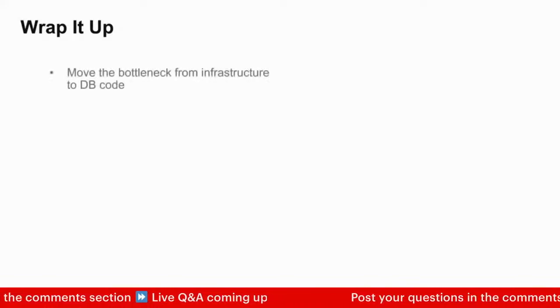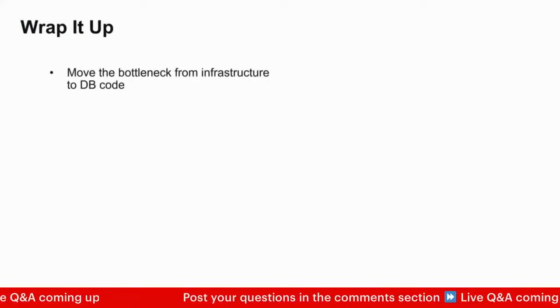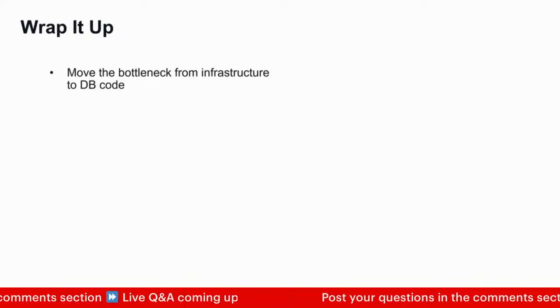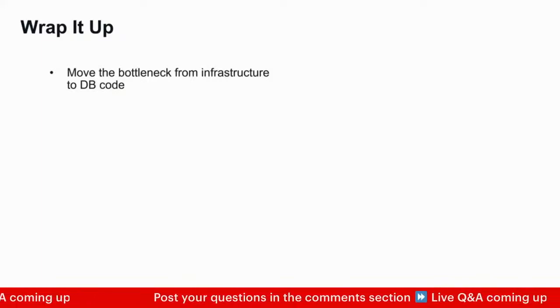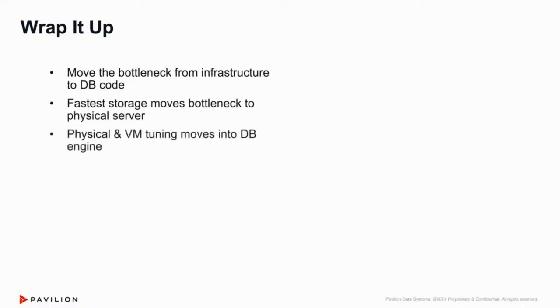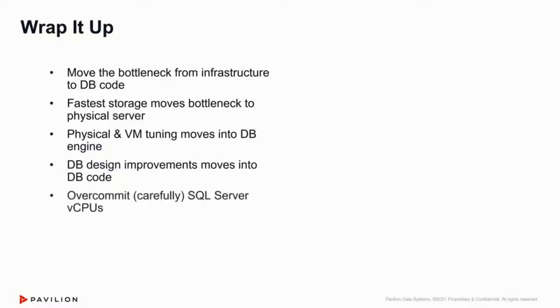So to wind this thing down, my goal with every bit of performance tuning that I do, I want to move the bottleneck in the platform to performance and scalability. I want to get it off the infrastructure and I want to get it onto the database code. Buy good storage and it moves the bottlenecks to the physical machine. Tune this appropriately and you're going to end up pushing the bottleneck into the database engine. Clean up the database design with the stuff that I was telling you about, and it moves the bottleneck into the database code. You can do this.